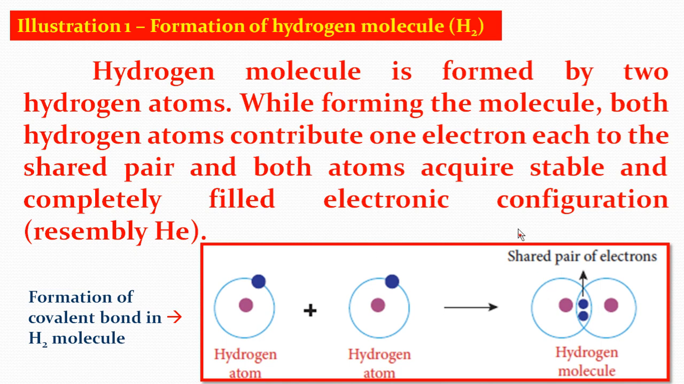While forming this molecule, both the hydrogen atoms contribute one electron each to the shared pair, and both the atoms acquire a stable, completely filled electronic configuration. For example, the resemblance of helium. Helium has the atomic number 2. So in the hydrogen molecule formation between the hydrogen atoms, only a single bond is formed between the two hydrogen atoms. This is the formation of the hydrogen molecule.